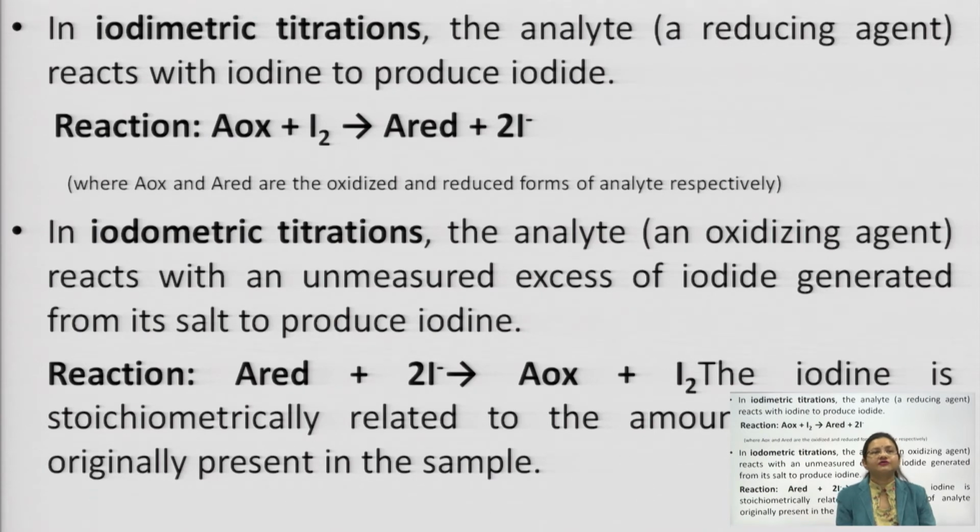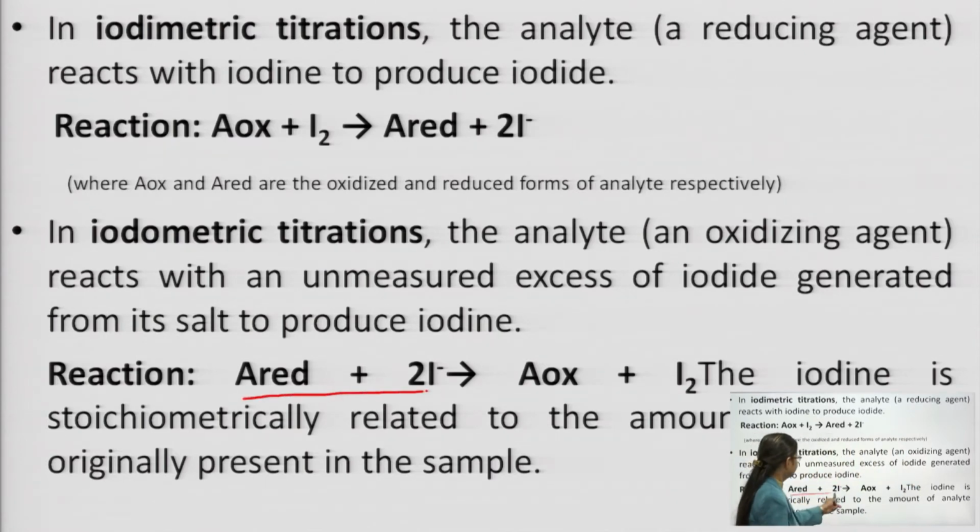Now comes iodometric titration. In iodometric titration, the analyte, an oxidizing agent, reacts with an unmeasured excess of iodide generated from a salt to produce iodine. So in iodometric titration, iodine does not react with the reagent or analyte directly, it reacts with the reagent indirectly. First of all, iodide ion is formed from the iodine solution which reacts with the analyte, as you can see very well in the reaction.